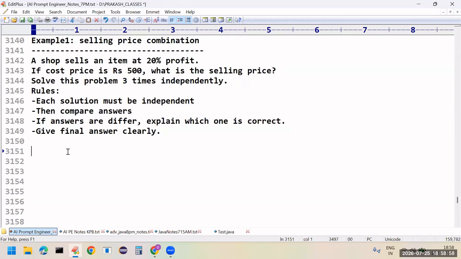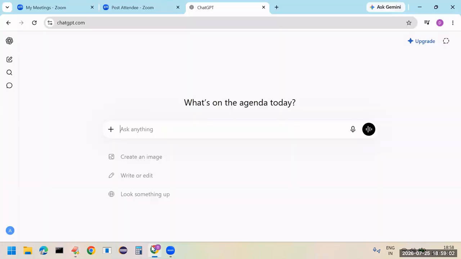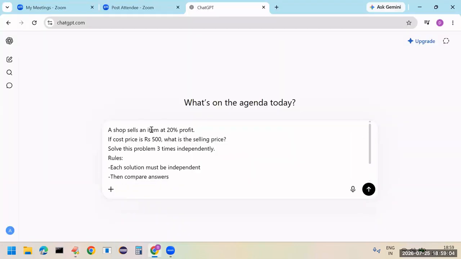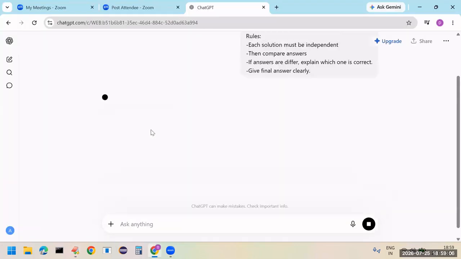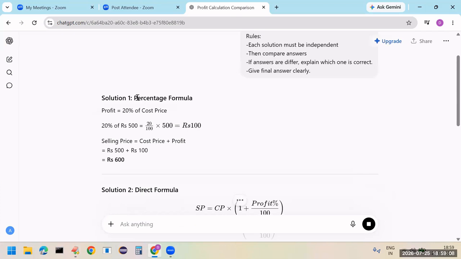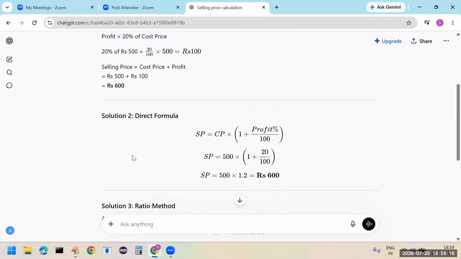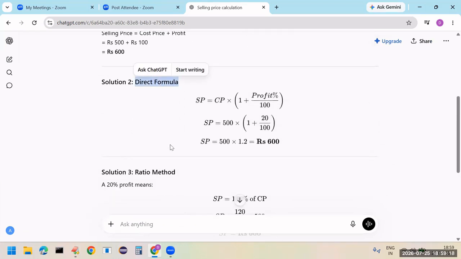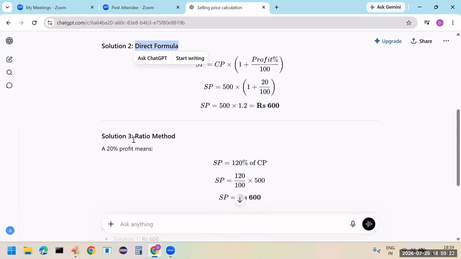Let's execute this prompt and see what will happen. Observe, friends. Solution 1: which formula? Percentage formula. Profit, selling price, everything it calculated. What is the second solution? Direct formula. What is the third solution? Ratio method.